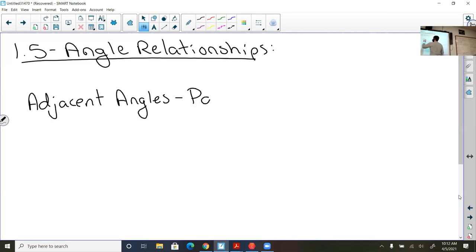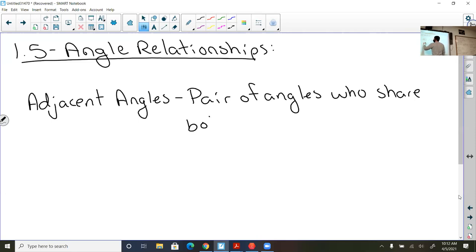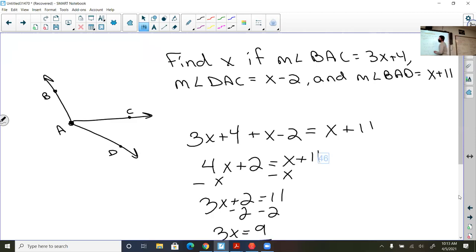So this is a pair of angles who share both a side and a vertex. Now to help connect what an adjacent angle is, all the problems that we just did dealing with angle relationships, whether algebraic or more straightforward, those parts that add up to a whole, all those little angles were adjacent angles. Just to go back to one of the pictures, this angle here and this angle here shared the vertex of A and had this common side. So they're right next to each other.